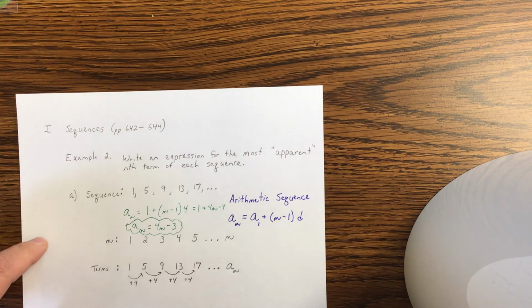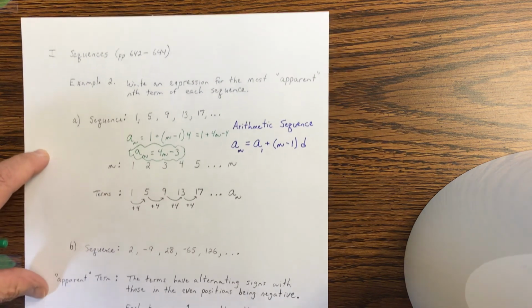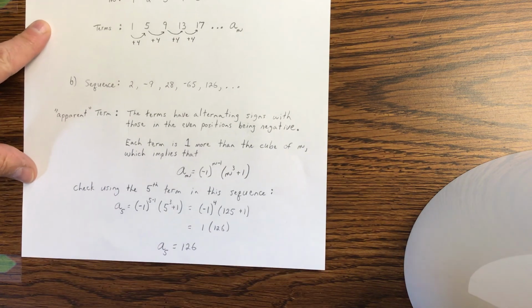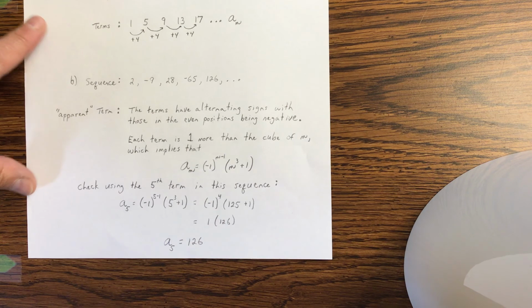Now letter B is a little bit different, with arithmetic and geometric. So here I'll let you guys copy that down again and follow the directions on that.